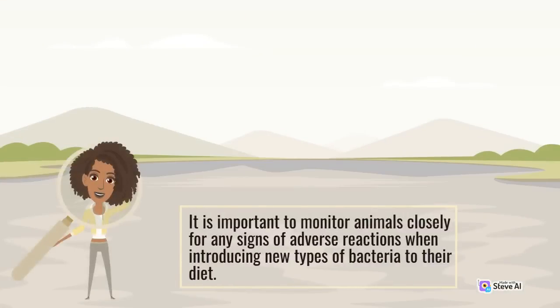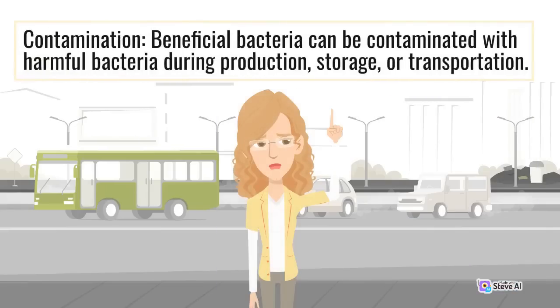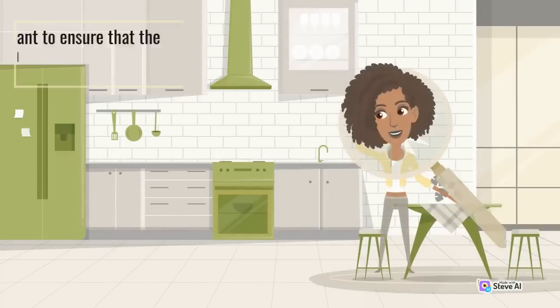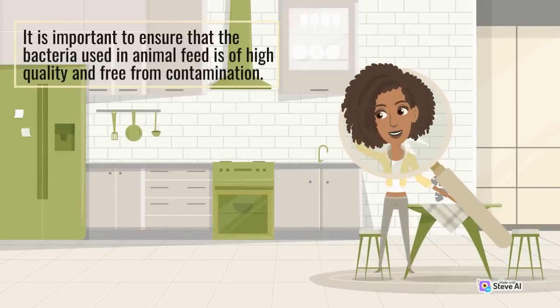It is important to monitor animals closely for any signs of adverse reactions when introducing new types of bacteria to their diet. Contamination. Beneficial bacteria can be contaminated with harmful bacteria during production, storage, or transportation. It is important to ensure that the bacteria used in animal feed is of high quality and free from contamination.